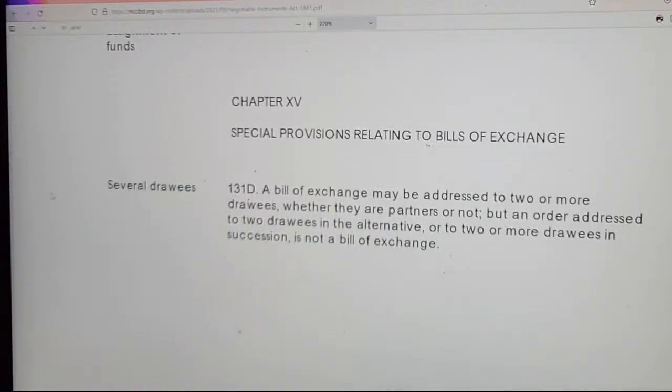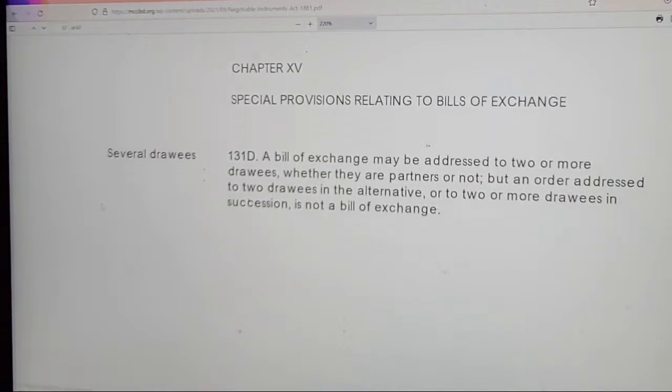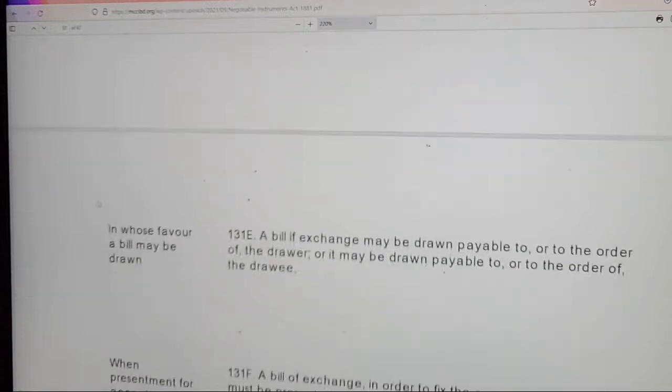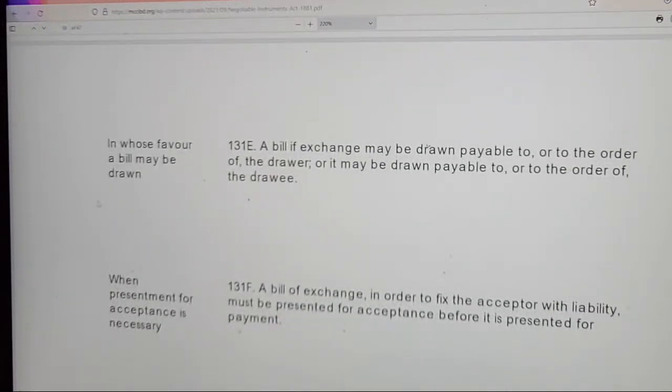Chapter 14. Special provisions relating to bills of exchange. Several drawees. 131D. A bill of exchange may be addressed to two or more drawees, whether they are partners or not, but an order addressed to two drawees in the alternative, or to two or more drawees in succession, is not a bill of exchange. In whose favor a bill may be drawn. 131E. A bill of exchange may be drawn payable to or to the order of the drawer, or it may be drawn payable to or to the order of the drawee.